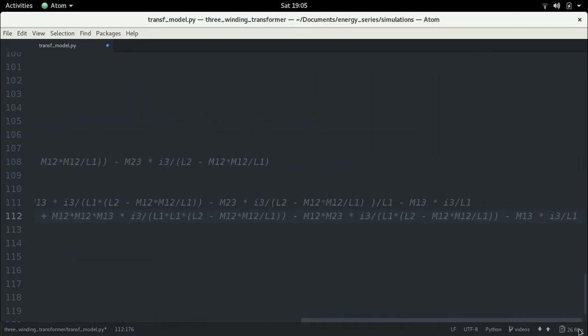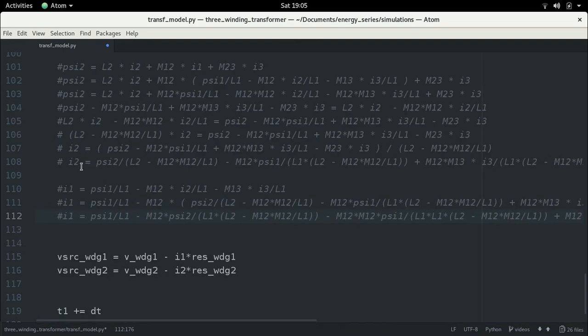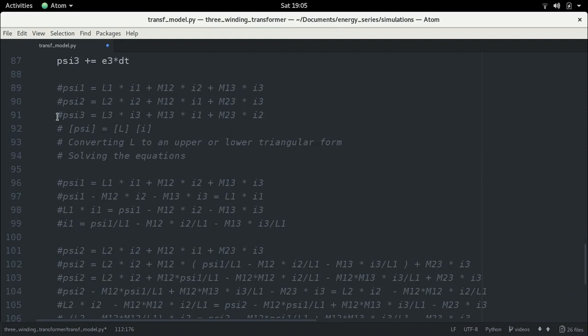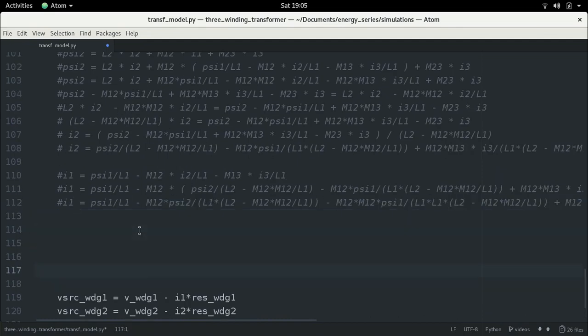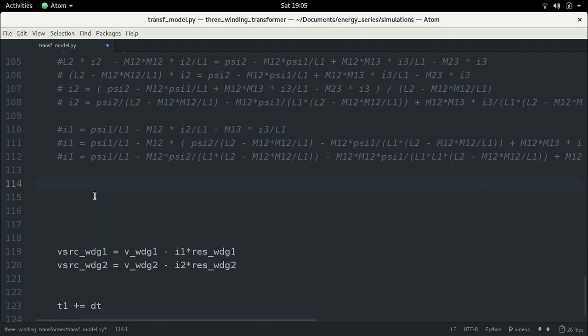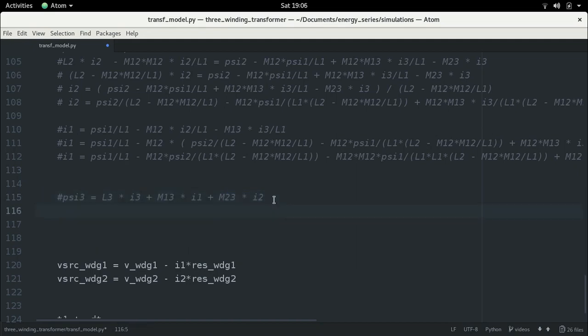Now, as you can see, it's getting pretty messy, but we have now expressed I1 and I2 in terms of I3. Now this will be useful. Why? Because when we get to this equation of psi 3, we can express it in terms of I3 only. So let me just leave some space and copy it here. So this is the last equation. This last equation in terms of I3, I1 and I2. We have already expressed I1 and I2 in terms of I3. All we have to do is bring in these terms.